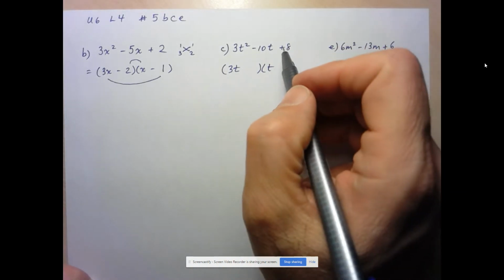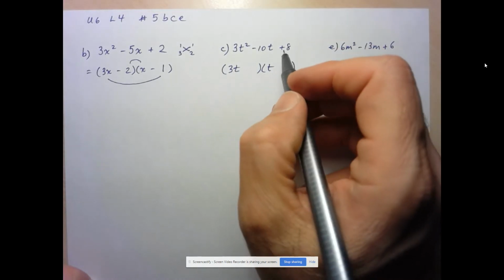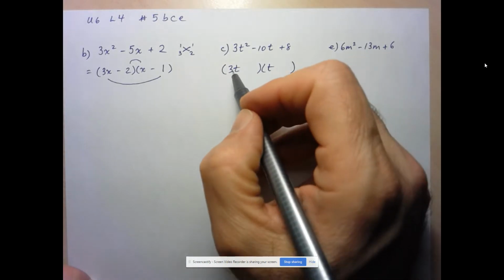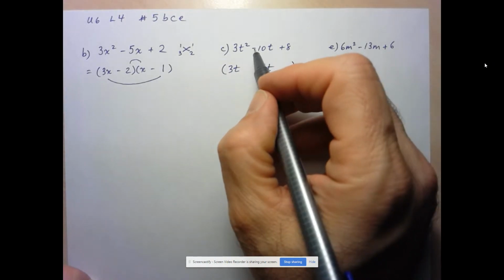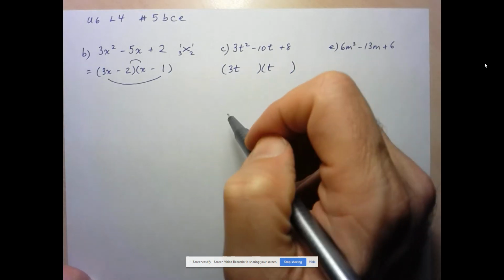Question is what am I going to do with this 8? Is it going to be 1 and 8, or 2 and 4? We'll have to check. Now again, these two numbers multiply to something positive, and then the outside and inside terms have to add up to something negative. So it makes sense that these two operations are both going to be negative.